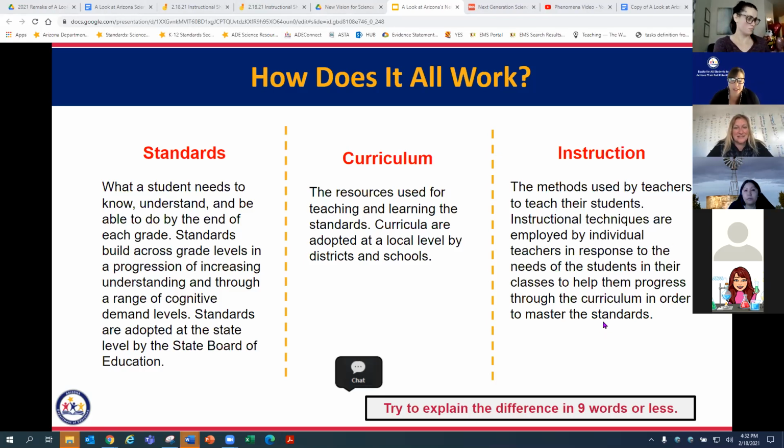All right, and if you've read it, just think about, if you were going to explain this to someone else, how would you describe the difference between these three in a short sentence? Try to explain the difference in 9 words or less in the chat. Thank you, Lynn.